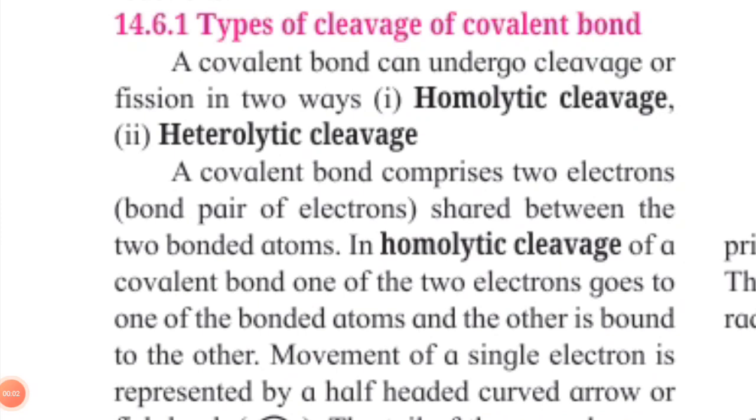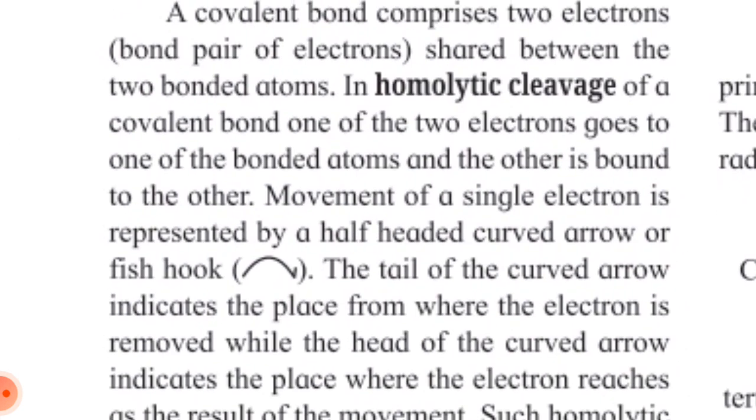Cleavage of covalent bond. A covalent bond can undergo cleavage or fission in two ways: homolytic cleavage and heterolytic cleavage. The covalent bond comprises two electrons, a bond pair of electrons shared between the two bonded atoms. In homolytic cleavage of a covalent bond, one of the two electrons goes to one of the bonded atoms and the other goes to the other.